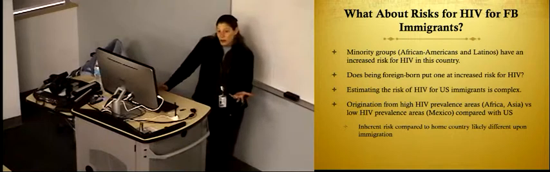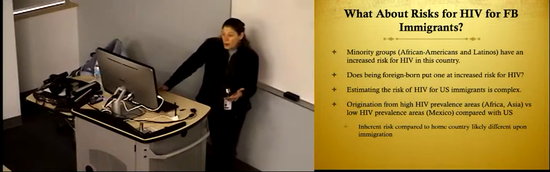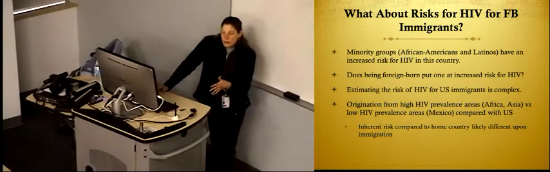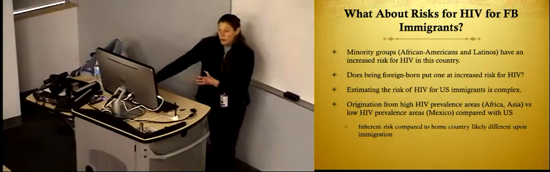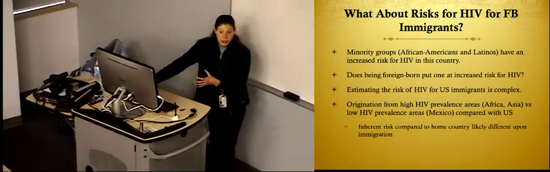Estimating this risk, unfortunately, is complex, but really fascinating to think about. So bear with me while I muse a little bit about this. Immigrants may originate from areas that have high HIV prevalence or low HIV prevalence. And then they come here to the U.S., and that prevalence may be different. And so their risk may be changed from what it was before for that reason.